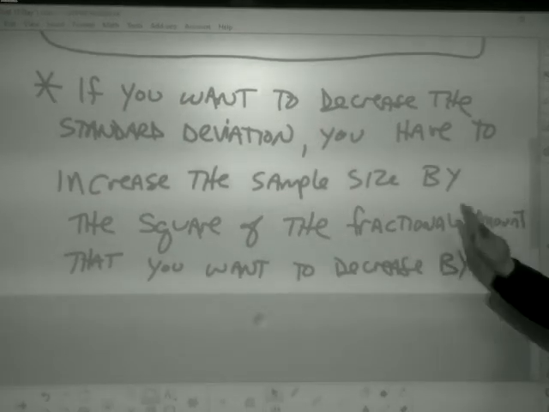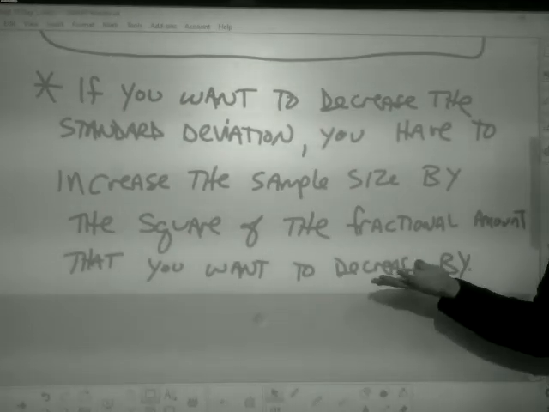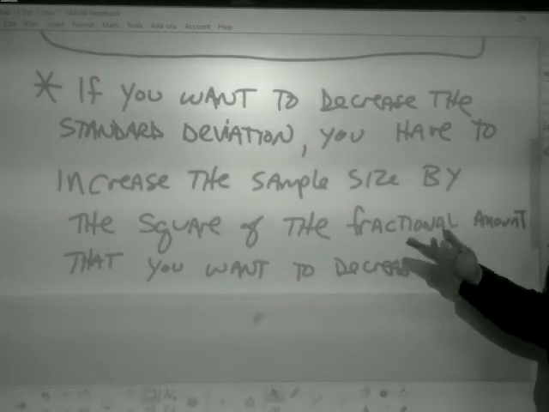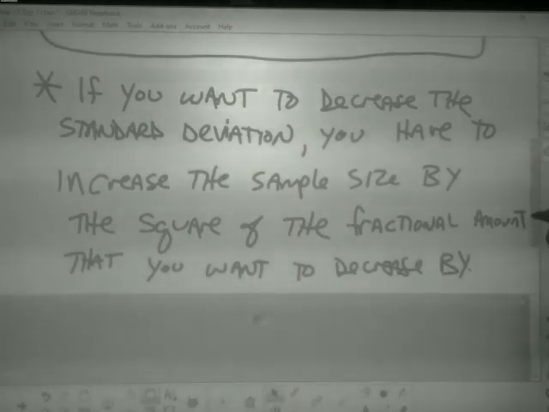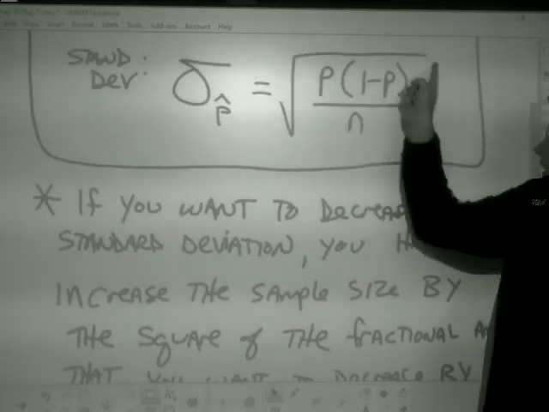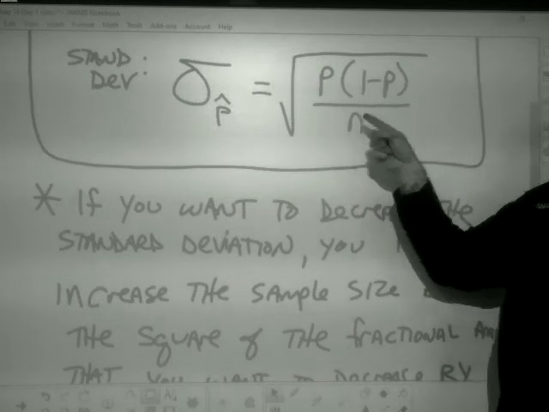So what fractional amount do you want? You want to cut it in half? Well, then your denominator is a 2. Square that is 4. You would increase your sample size by a factor of 4 to cut this number in half, because the square root of 4 is 2.